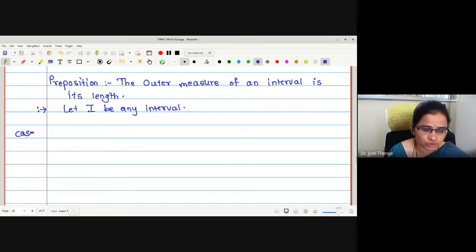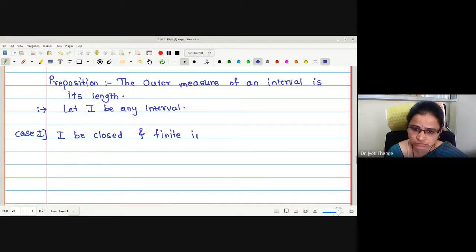Case 1: I am going to discuss I to be a closed and finite interval. Now what is our aim to prove in this? Before that, let me write I. What is I? Let me write it as the closed interval [a, b]. No doubt a is less than b.